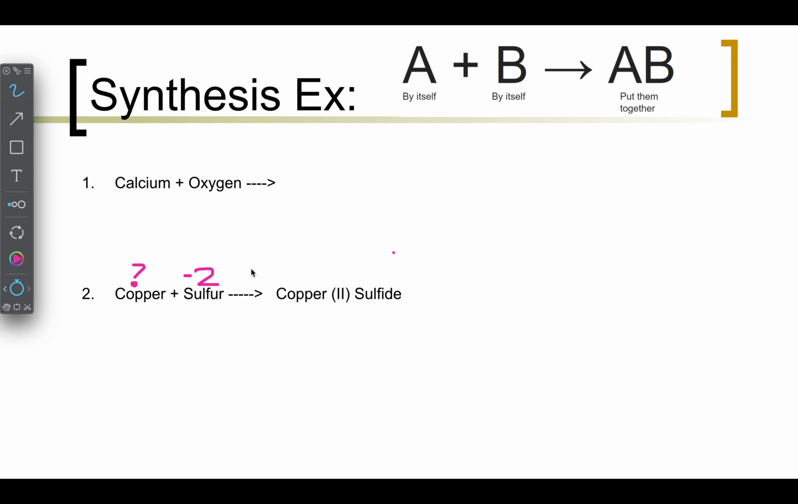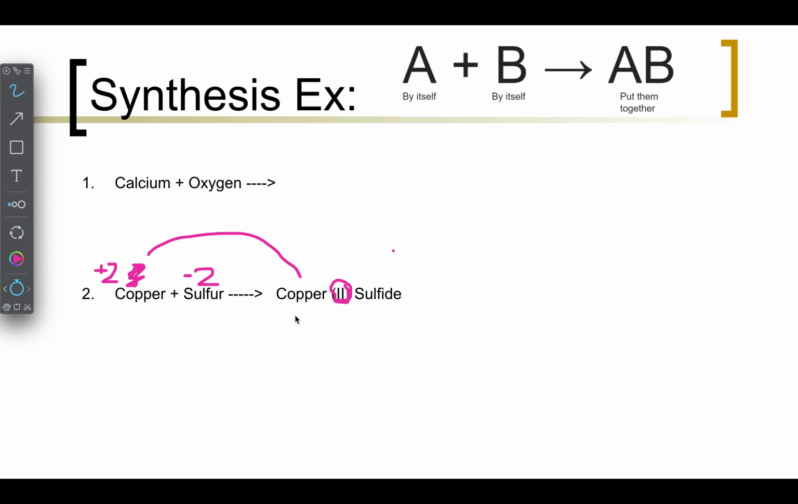Yes. So to figure out copper, they actually gave us a little hint over here in the products. This Roman numeral 2 tells us that copper's charge is going to be +2. We know it's positive because all those middle elements are metals, so they're going to be positive ions. Sulfur is going to be negative because it's not a metal. Okay, so we've done step 2.